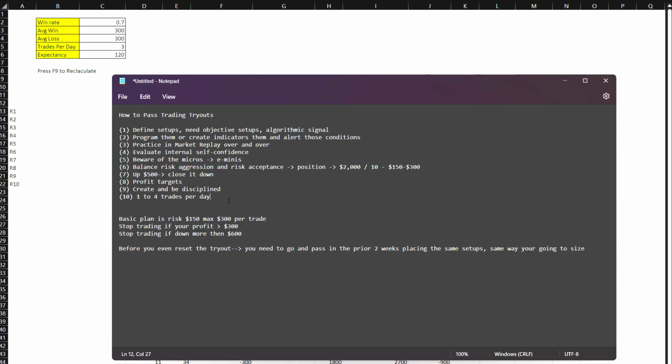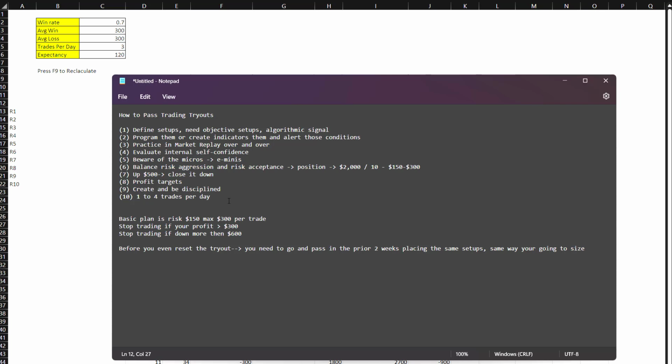Why 1 to 4 trades per day? If you're risking $150 to $300 per trade, you're going to be hitting your $300 profit target in 1 to 2 trades, right? And if you're hitting a 70% win ratio, and I do that when I'm highly confident, that's why I'm hitting a 79% win ratio, if you can just take those trades and not get mixed up.